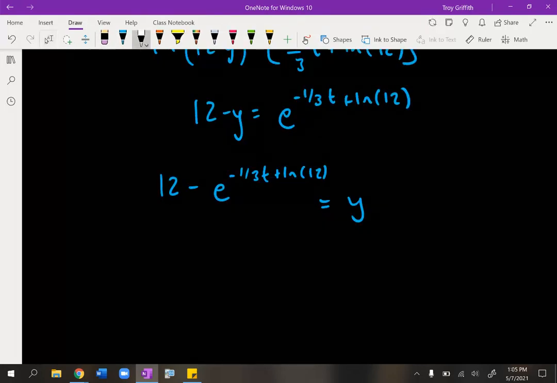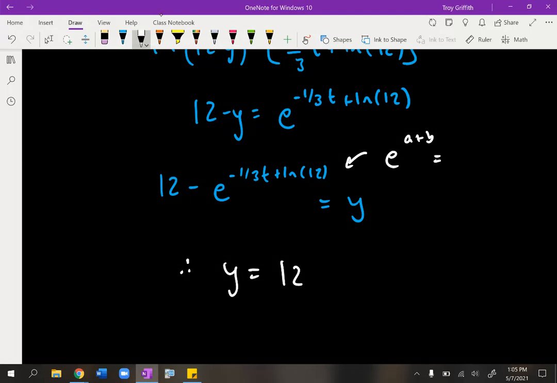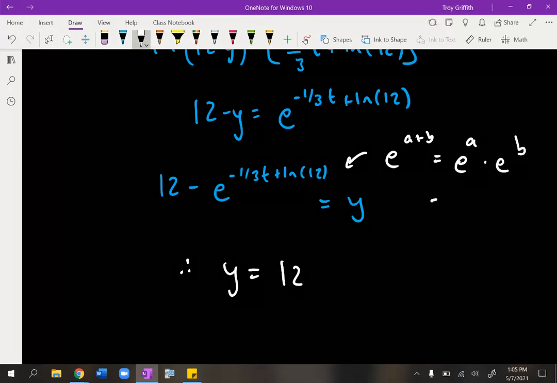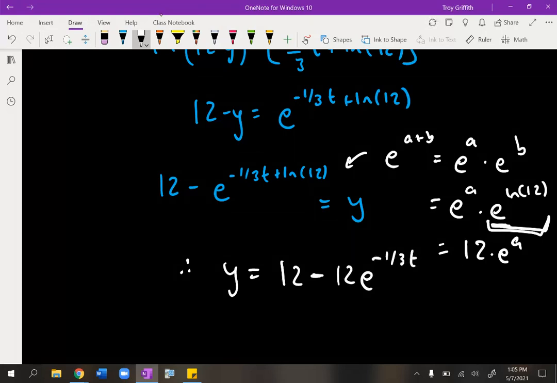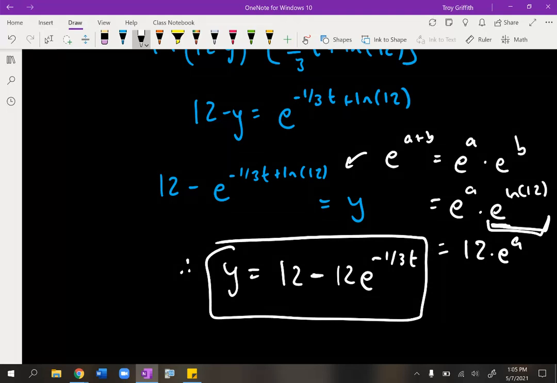And you could change this up just a little bit more by using properties of exponents and logarithms. This right here is e to the power of essentially a plus b, which is equal to e to the a times e to the b, except in our case, that b is natural log of 12, and when I raise e to a natural log, that goes away, and I'm just left with 12. This whole thing becomes 12, so now 12 times e to the a. So I'm going to go ahead and write this as 12 minus 12 times e to the negative 1/3 t. Okay, and here is my final answer for this problem.